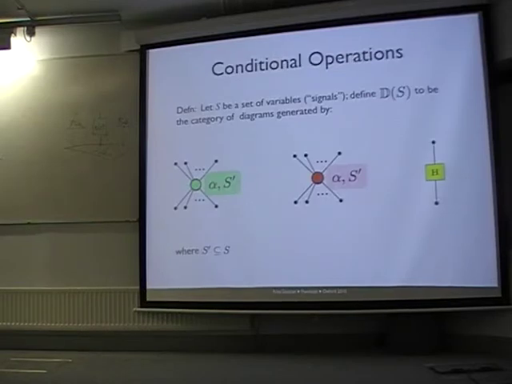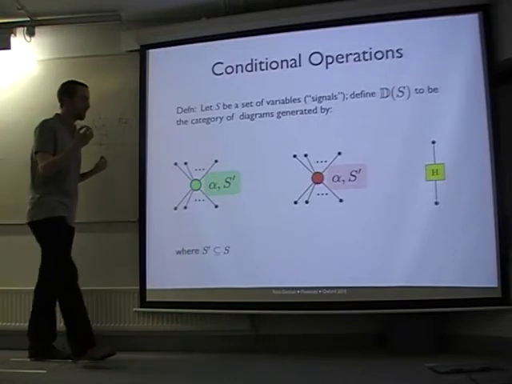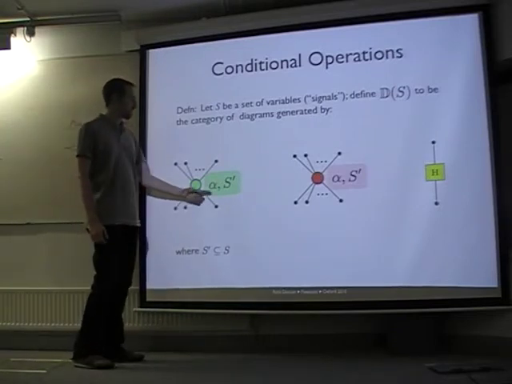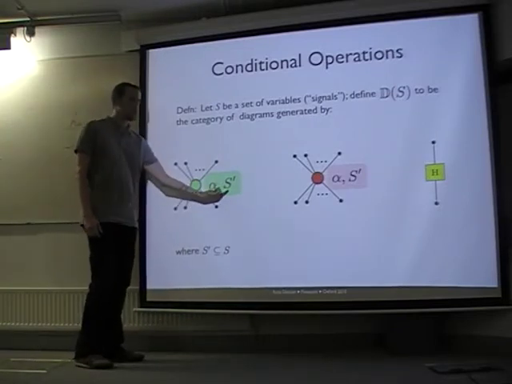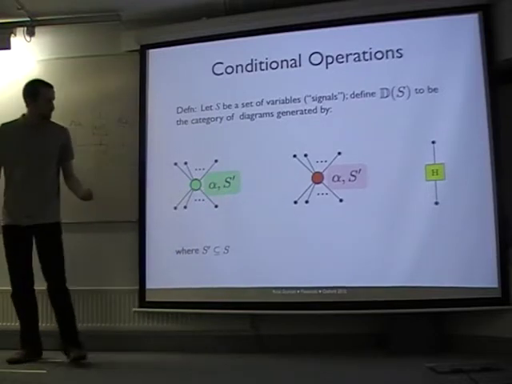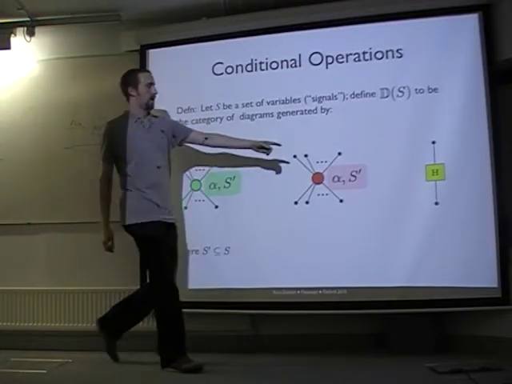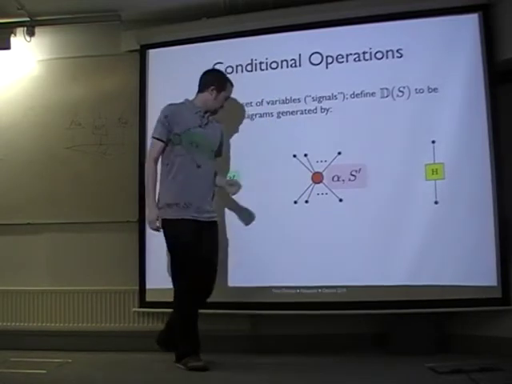So, how to capture this idea of the dependence of later things on earlier things is I'm going to annotate my diagrams with a further piece of information, namely a set of Boolean variables. The H doesn't get anything, it's always a constant.